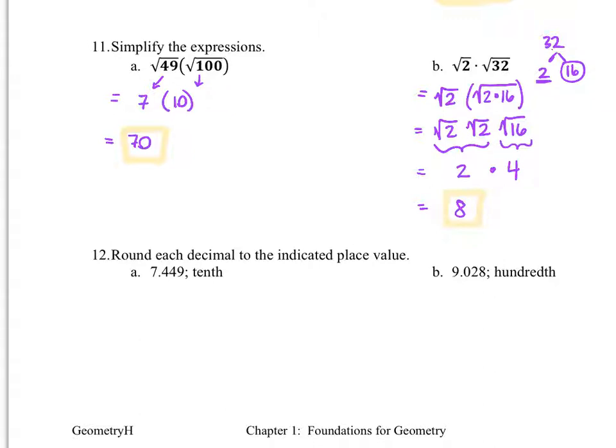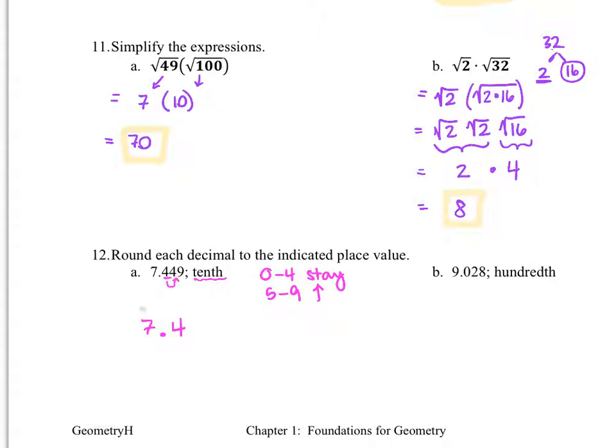Now, on number 12, all we're doing is rounding. In the case of the 10th place, that first 4 is the 10th place, so we're going to look to the number to the right, and we see that it's a 4. So basically, if we have 0 through 4, we stay, and if we have 5 through 9, we round up. So in this case, we have a 4, so we're going to stay. We're going to round to the 10th place, so 7.4 is our final answer.